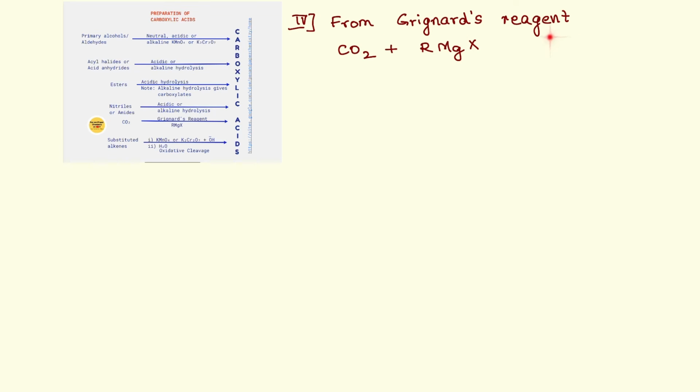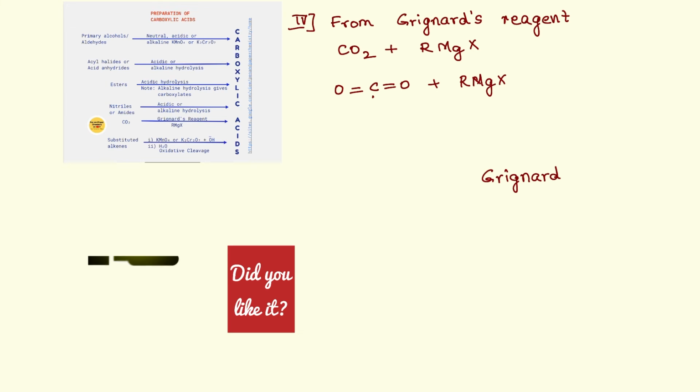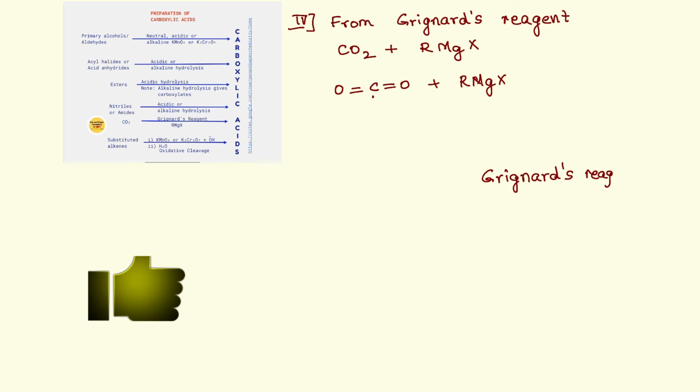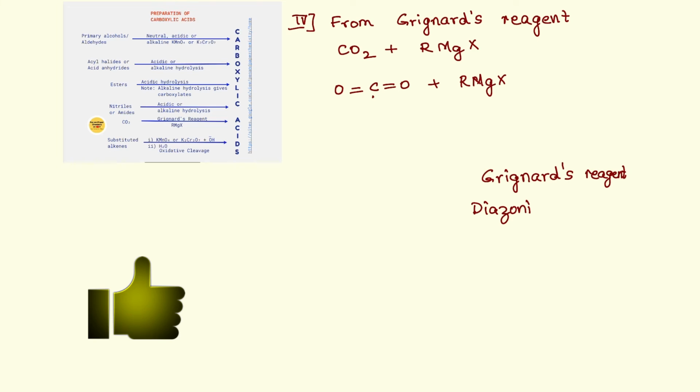Preparation from Grignard's reagent. This is something that I would want you to write. C double bond O plus RMgX. There is a separate playlist only on Grignard's reagent and diazonium salts. These are very, very important compounds from the synthetic point of view. Please revise that before you write this reaction. I'm not going to write it. I want you to do it yourself.